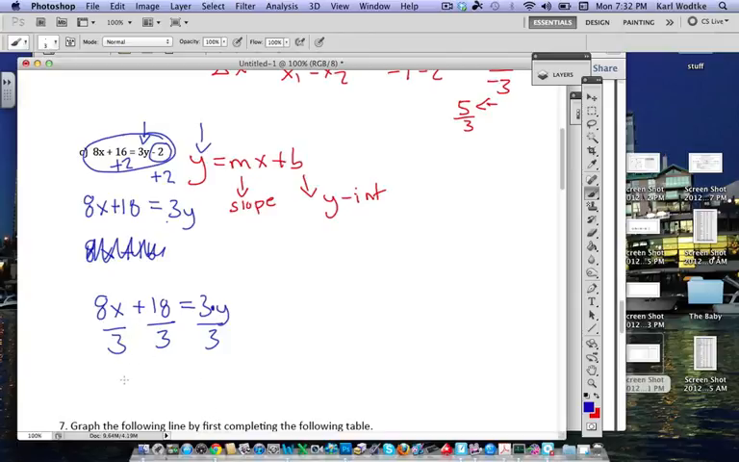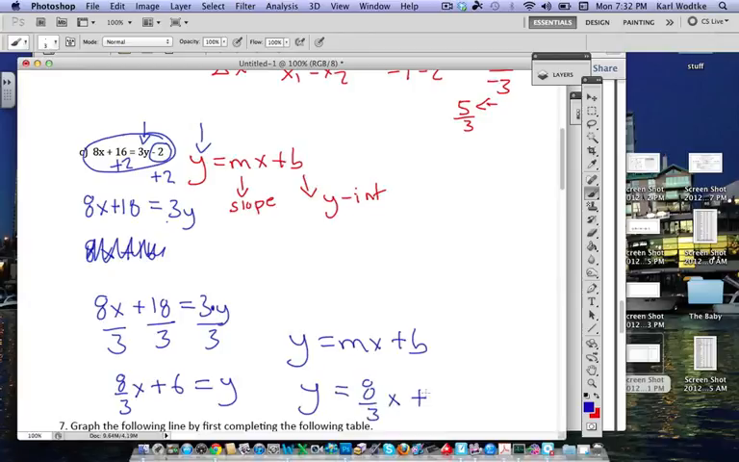So your answer here would be 8 over 3x. That turns into 6, and that becomes y. So if you wrote it as y equals mx plus b, you would say y equals 8 over 3x plus 6. So the m is that, and the b is 6.